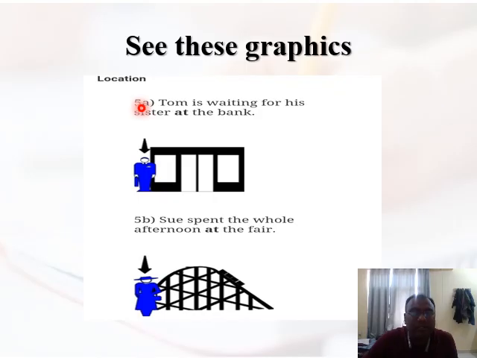See these graphics also. Location. Tom is waiting for his sister at the bank. Okay, suppose this person's name is Tom and he is waiting at the bank. That is a very fixed place, at the bank. Sue spent the whole afternoon at the fair. Now, Sue is a person here, a lady, and she has spent the whole afternoon at the fair. At the fair means inside the fairground. She did not go anywhere except the fairground. So she was there at the fair. Okay.